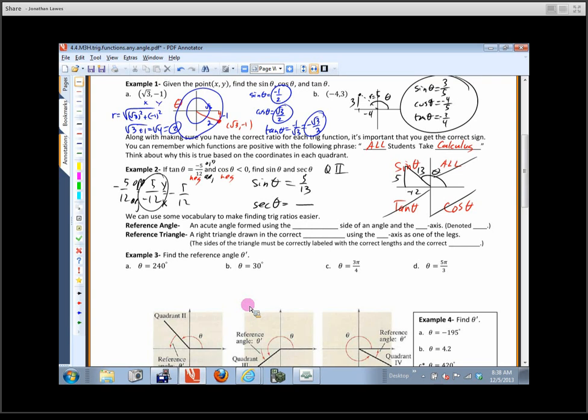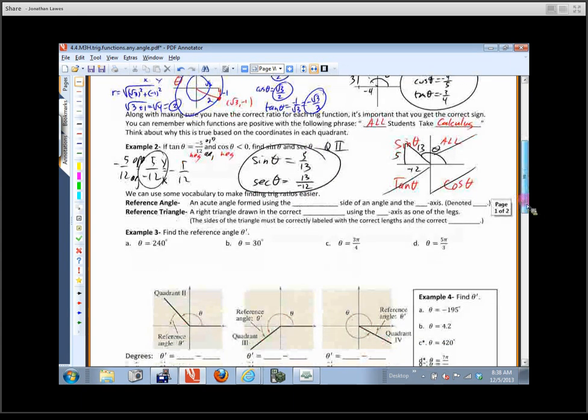Secant ratio is the reciprocal of the cosine. Cosine is the x-coordinate over the radius. We're going to do the radius over the x-coordinate. So you should have negative 13/12. Okay? So there are the two answers on this problem. Any questions?